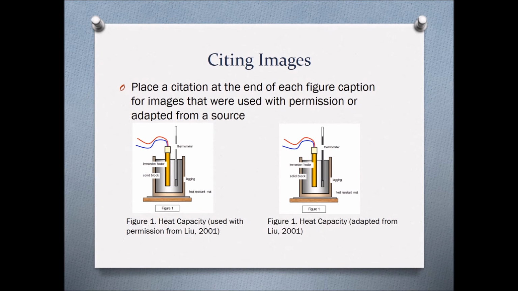If you have an image that you have used with permission, you need to cite that image. So down here at the bottom left of this screen, you'll see figure 1, and it's an image used with permission. So you'll cite it, you'll have the title there, and you'll have "used with permission," and then the source. Over here on the right, if you have chosen to adapt an image, you do not need permission.